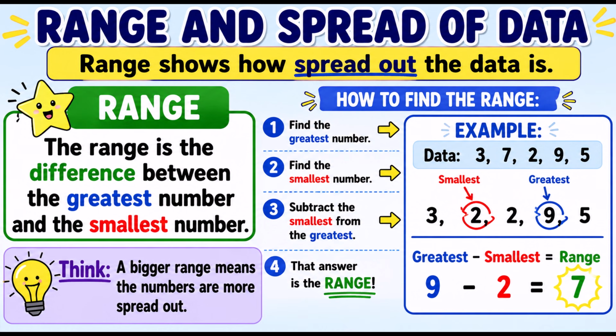Find the greatest number. From this data set, we have 3, 7, 2, 9, and 5. The smallest number is 2, and the greatest number is 9. Then subtract the smallest from the greatest. 9 minus 2 gives us our range, which is 7.